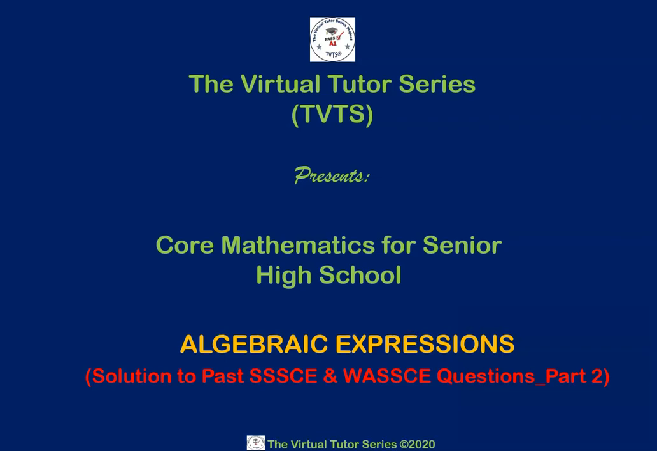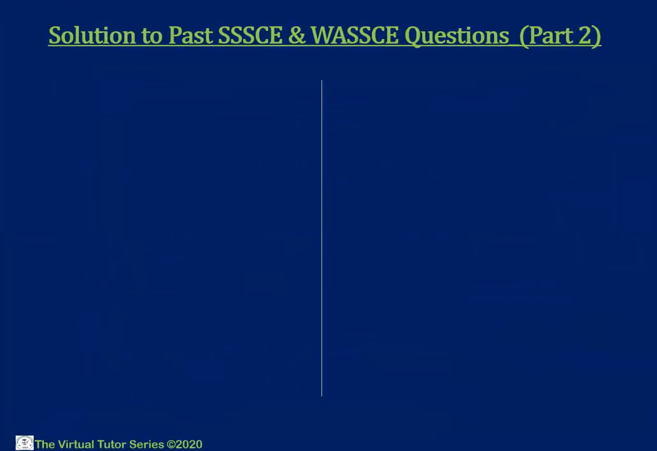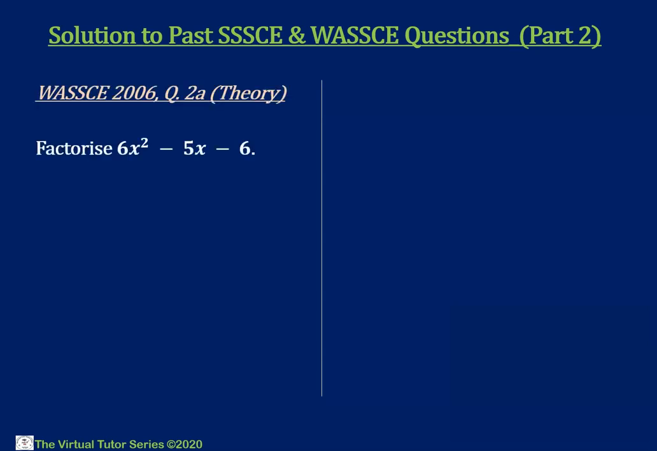Now, back to today's lesson. Solutions to past SSSCE and WASSCE questions on algebraic expressions, Part 2. We begin with Theory Question 2A of WASSCE 2006. The question says, factorize 6x squared minus 5x minus 6. And here is the solution.